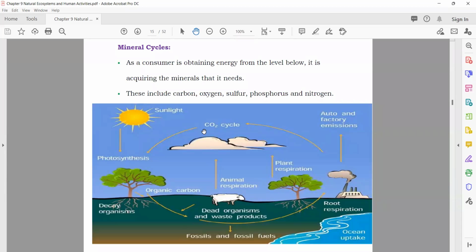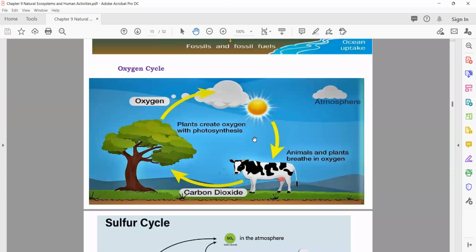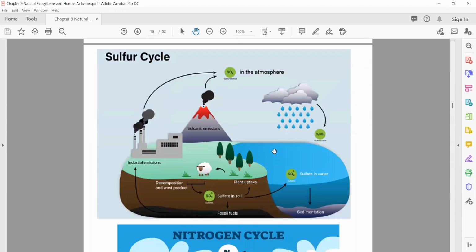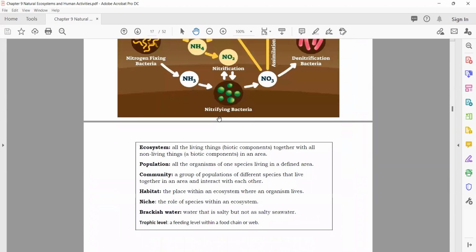Mineral cycle means that the different minerals are in a cycle in the ecosystem, and that can be the oxygen cycle. You can see how the oxygen is going from down to up in a cycle. Then you have a sulfur cycle, how the sulfur goes into the atmosphere and comes back. And then you have a nitrogen cycle, you can see here. And then these are the definitions.